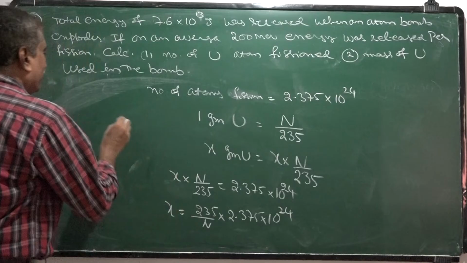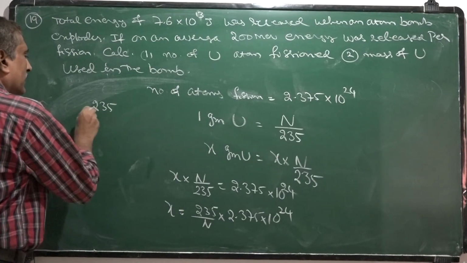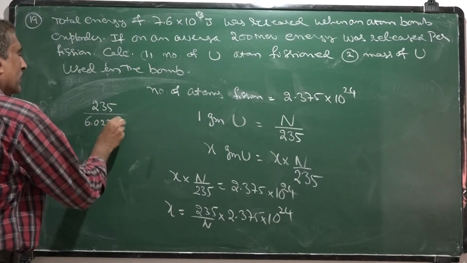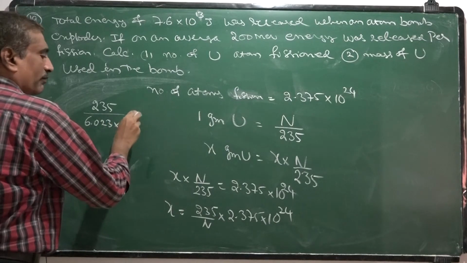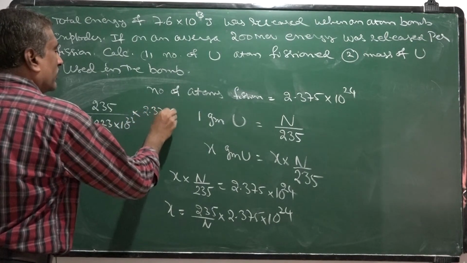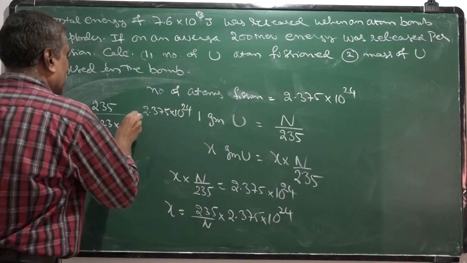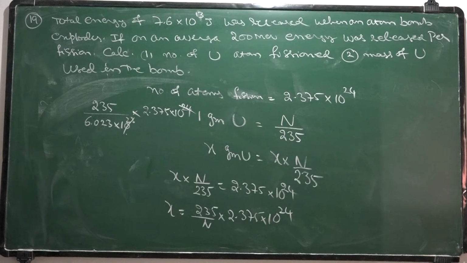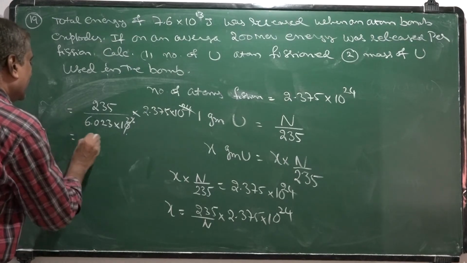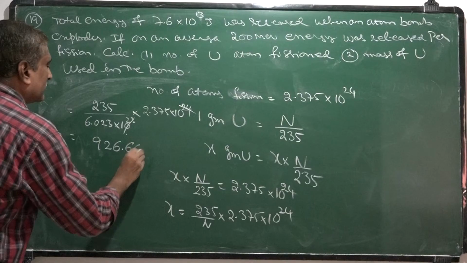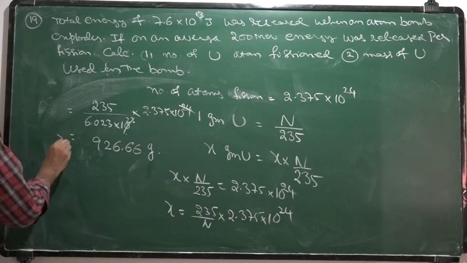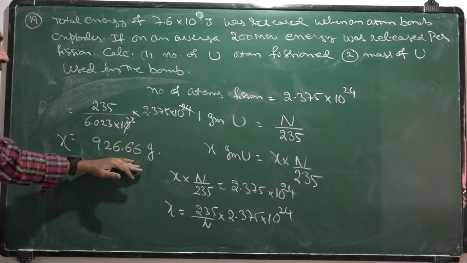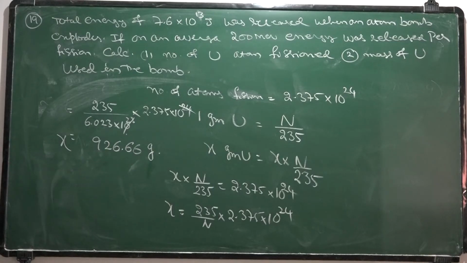So, that is 235 by 6.023 10 power 23 into 2.375 into 10 power 24. So, this 24 will get cancelled, and using calculator we get, and that we calculate as 926.66 gram. So, this much amount of mass is used in the atom bomb.